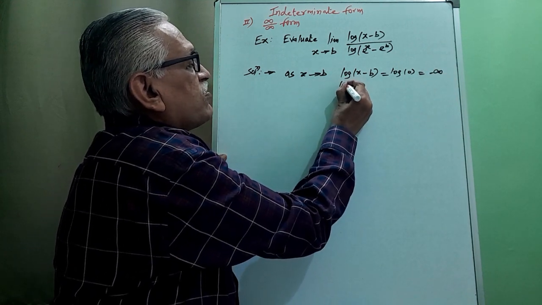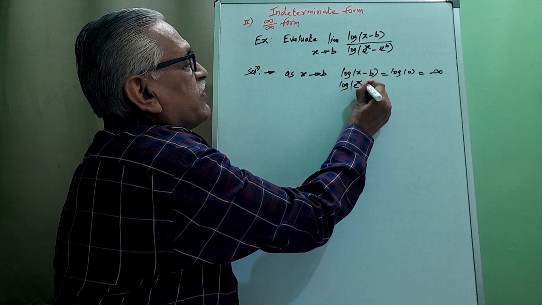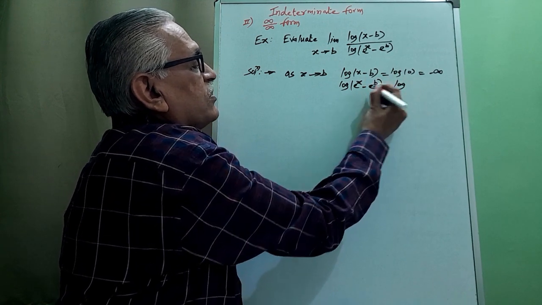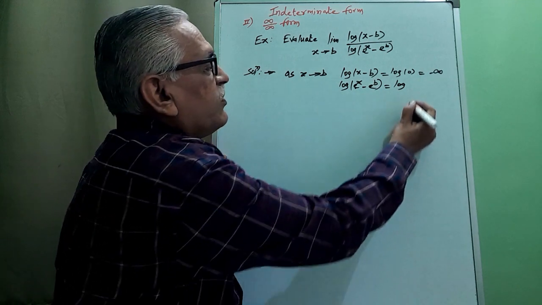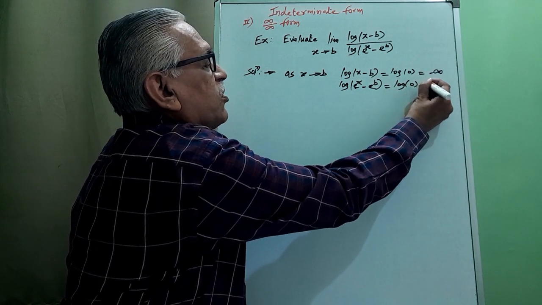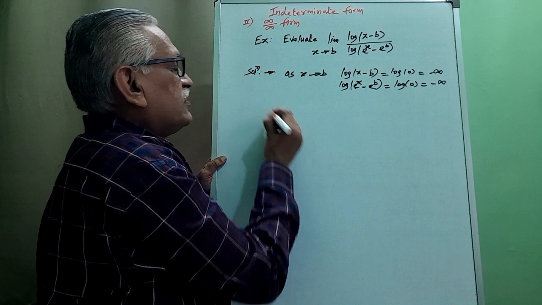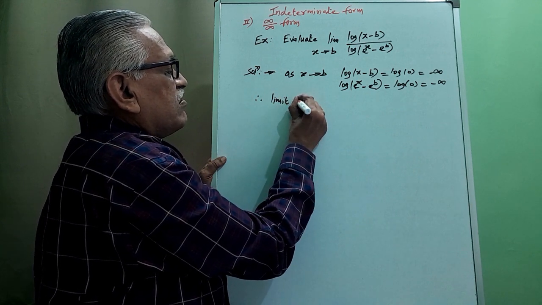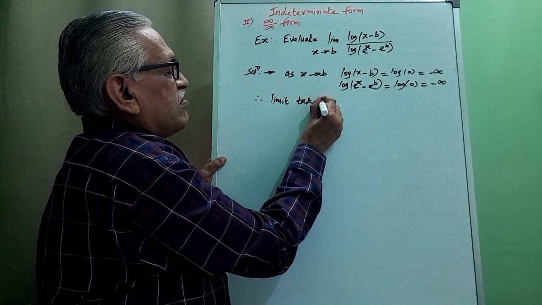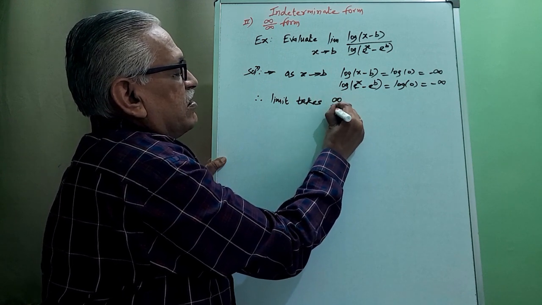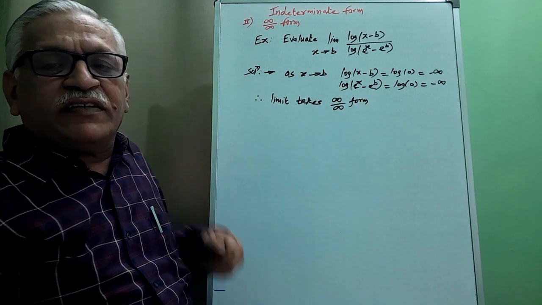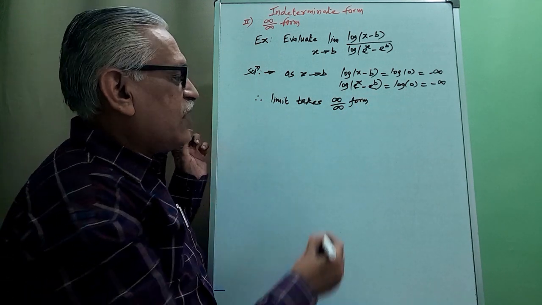Second term, log of (e raised to x minus e raised to b), becomes log of (e raised to b minus e raised to b). Once again it is log of 0, and log 0 is minus infinity. Therefore the limit takes infinity by infinity form. And as it takes infinity by infinity form, we apply Cauchy's rule.